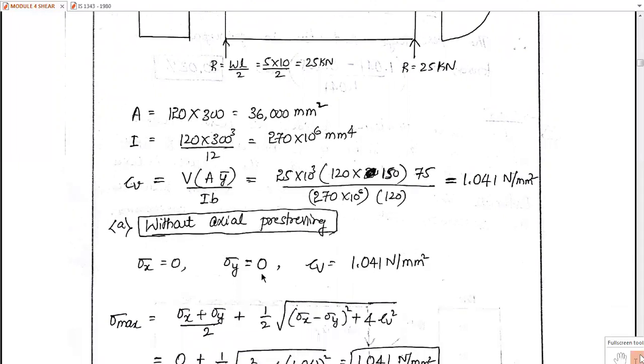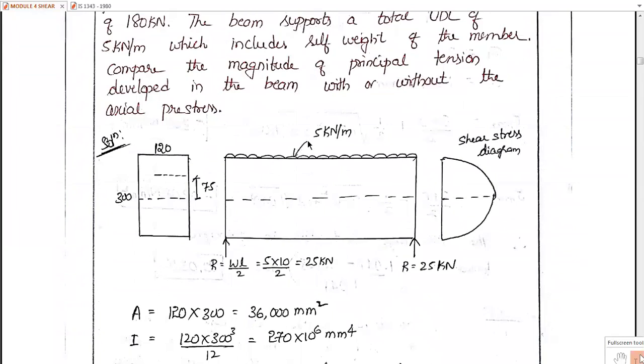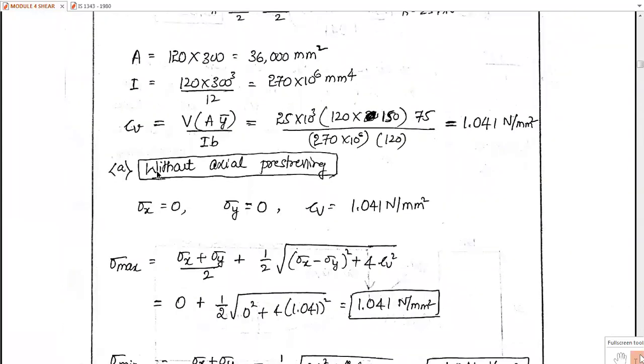Now we need to calculate sigma max as well as sigma minimum. It is given in the data that we need to compare the magnitude of the principal tension developed in the beam with or without the axial pre-stress. That means without the axial pre-stress, what will be the principal tension, and on axial pre-stressing, what will be the principal tension? We need to compare. First, we should take up the without axial pre-stressing condition. Without axial pre-stressing means sigma x is equal to 0.